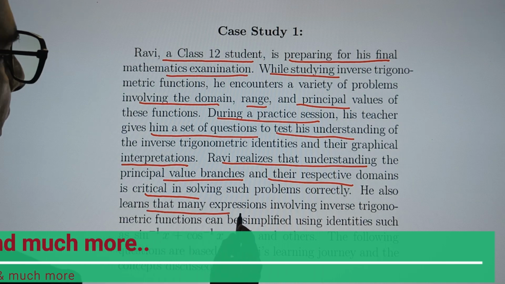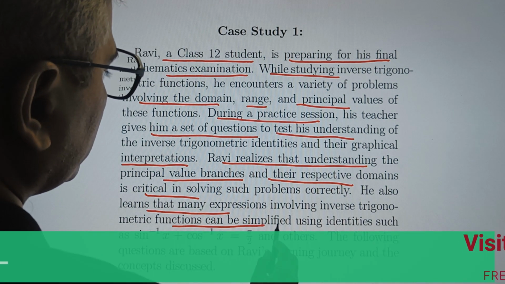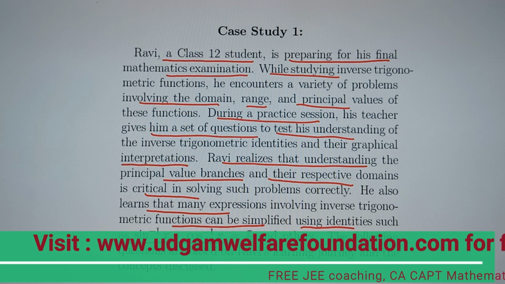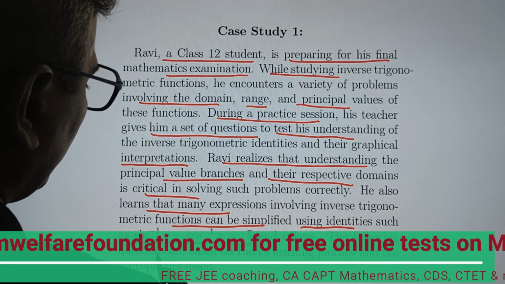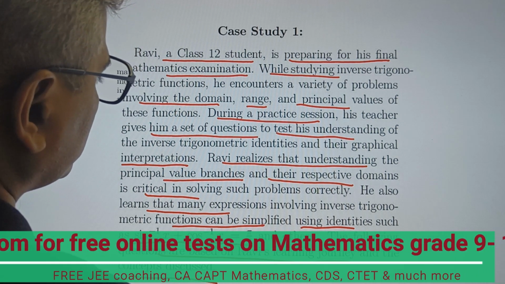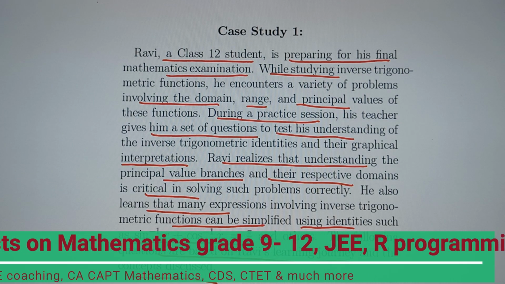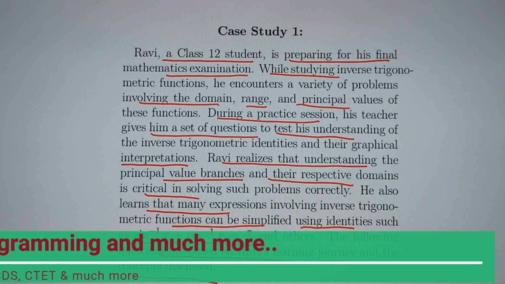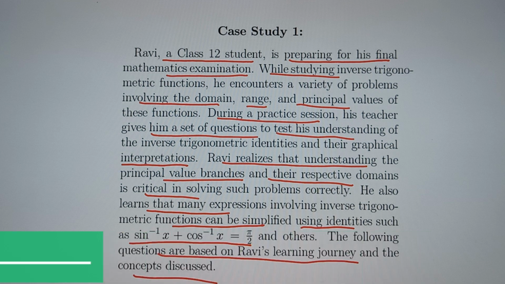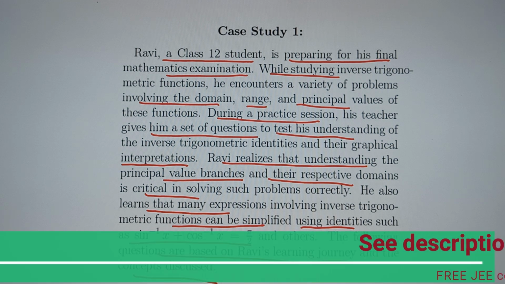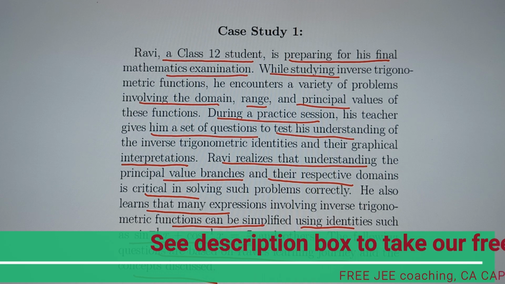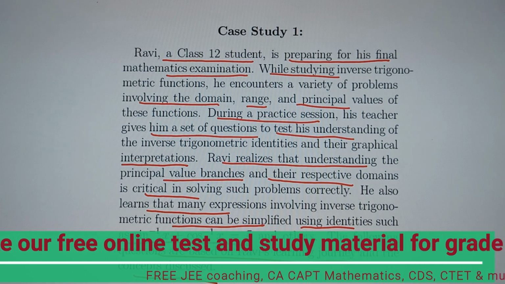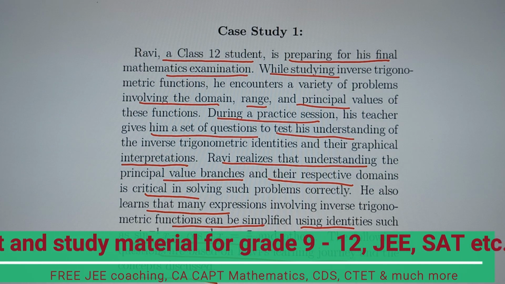He also learns that many expressions involving inverse trigo functions can be simplified using identities such as sin inverse x plus cos inverse x equals pi by 2 and others. The following questions are based on Ravi's learning journey and the concepts discussed. Now, on the basis of this case study, we are going to solve 5 MCQs as per the requirement of the board exam as well. With the help of these MCQs, you will be able to understand more deeply how you are going to tackle case study problems. So let's get started and try to solve our first problem on this case study.